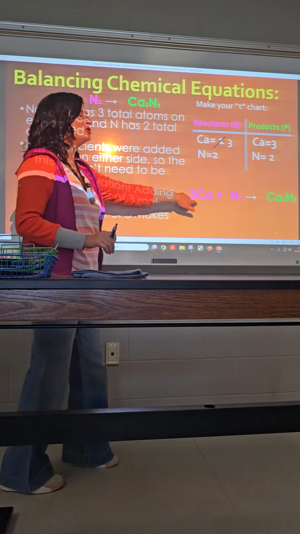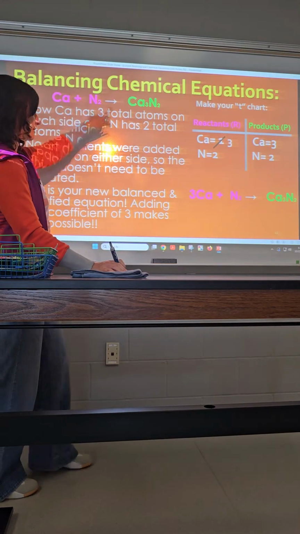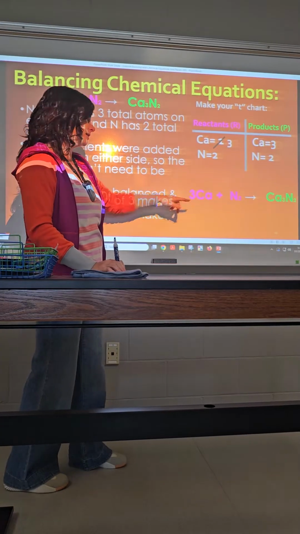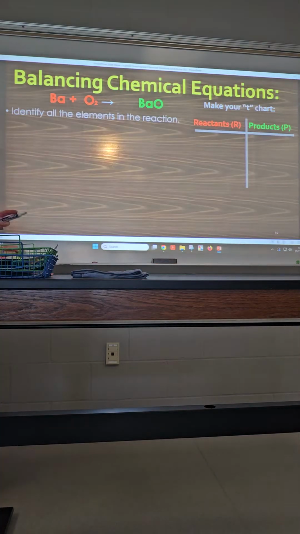So this is your new balanced equation. This one is the original, it is not balanced. This is the updated one, and it is balanced. As long as you put that 3 in, you're good. Okay? So it's not that difficult, it's just a process. You just have to keep working your way through those steps. Okay, and it's that 3 that makes all that possible. Okay, let's look at another one.